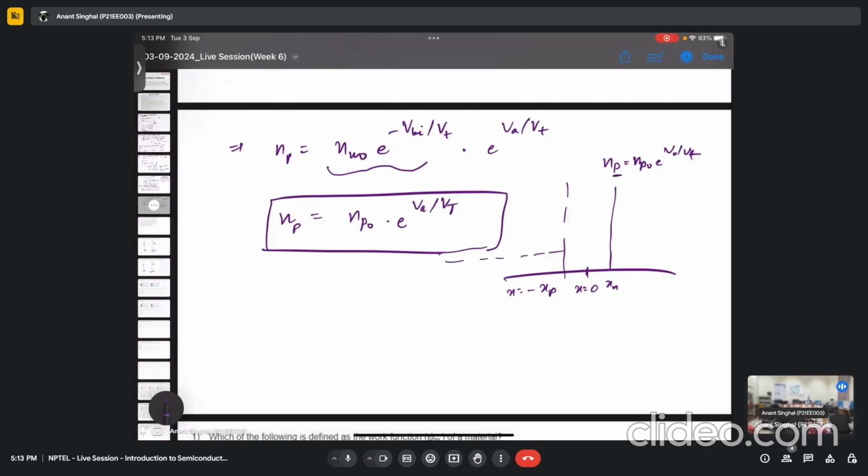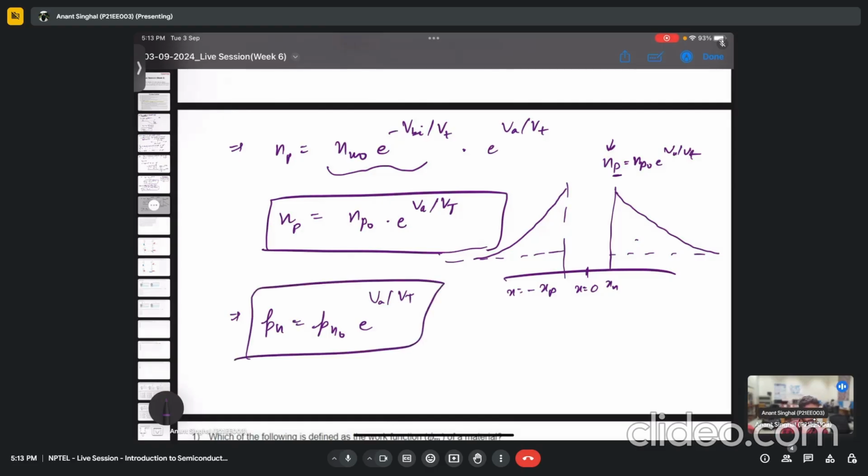So this is the p side and we have electrons. This is how it will look. Similarly, if we apply the positive bias here and do it for the p positive side, we will again achieve the same relation, which will look something like Pn equals Pn naught exponential of V over Vt. So this is how we get these profiles, and this is what we have already discussed in the previous lectures also, that this is how a p-n junction works.